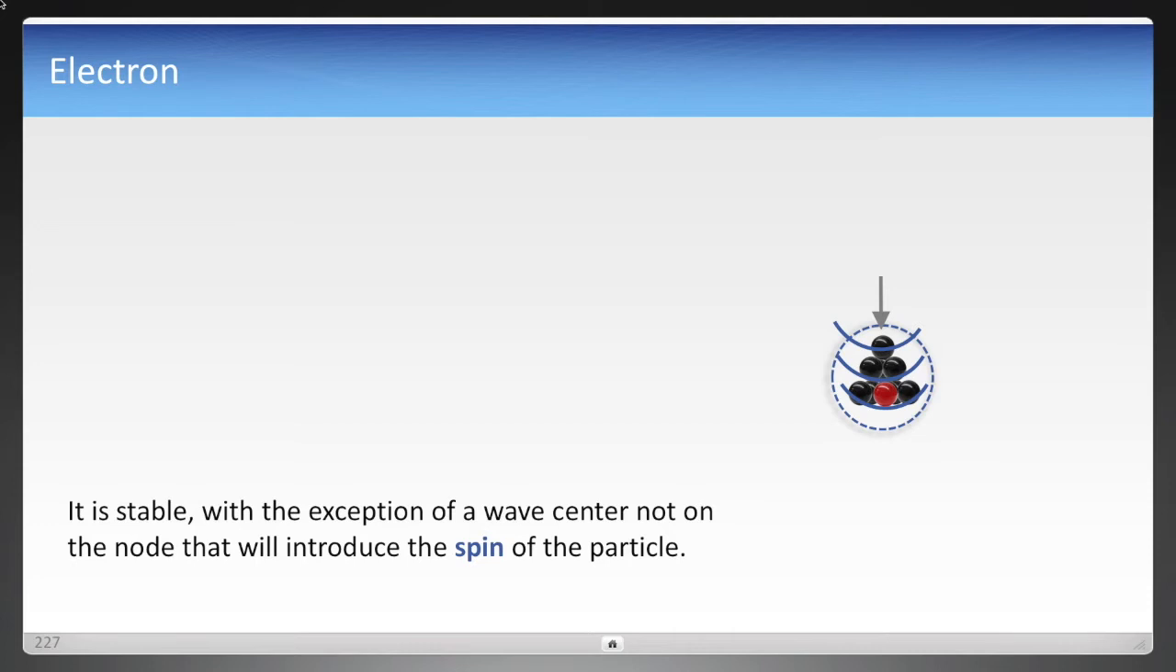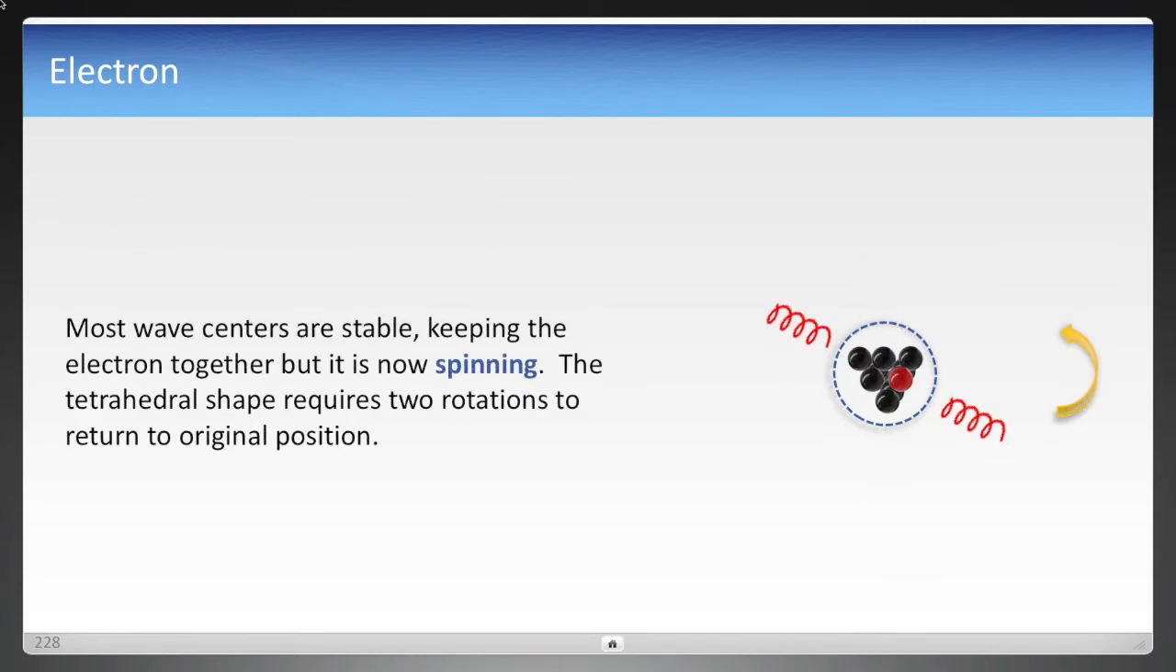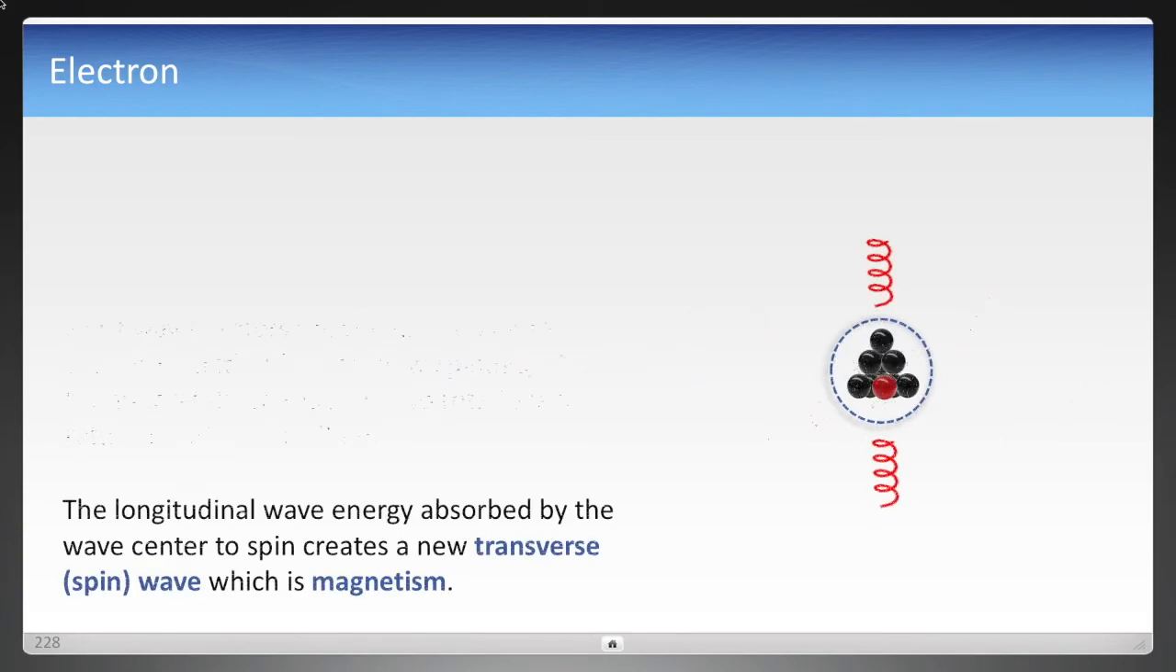And when that happens, it's going to kick another one off the node. And it's this continual process now of requiring energy, because as one wave center moves to the node, another one is now off. And it creates this interesting spin of the tetrahedron particle. And furthermore, because of the geometry, it's not a sphere, it's a tetrahedron that's spinning. It requires 2 rotations to get back to original position, otherwise known as half spin. And so what's happening is longitudinal wave energy is being absorbed by the wave center that needs to move to the node. And that new energy is creating a spin wave. It's called a transverse wave, and that's the basis for magnetism.